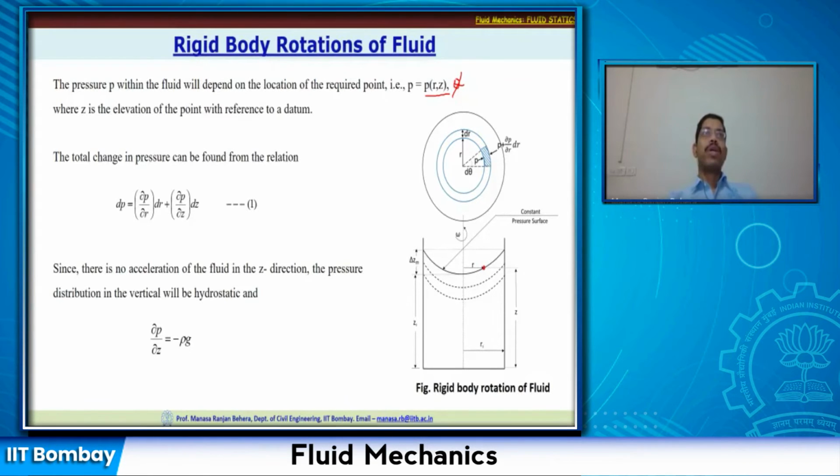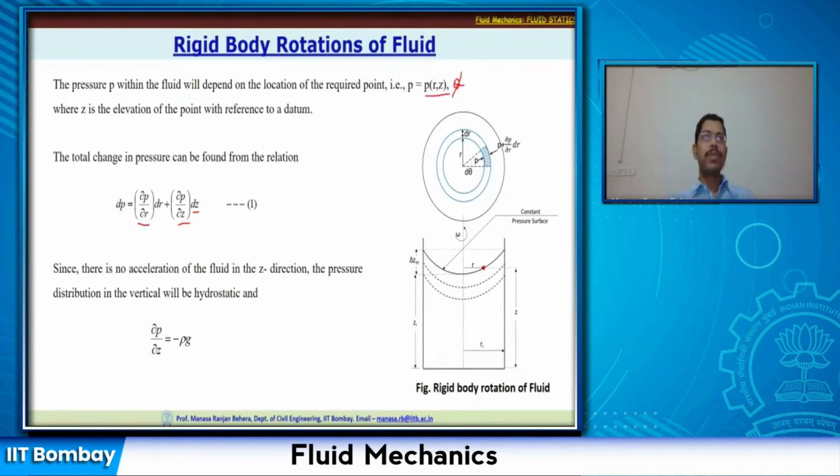So now let us understand the change in pressure. The total change in pressure can be found from the relation dP, because we know P is a function of R and Z. We can write down the change in pressure dP is equal to ∂P/∂R into dR plus ∂P/∂Z into dZ. So now let us find out each of these parameters, ∂P/∂R and ∂P/∂Z.